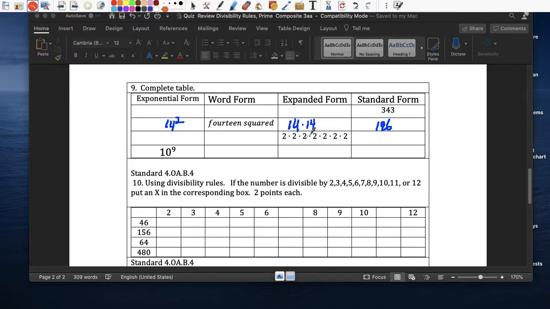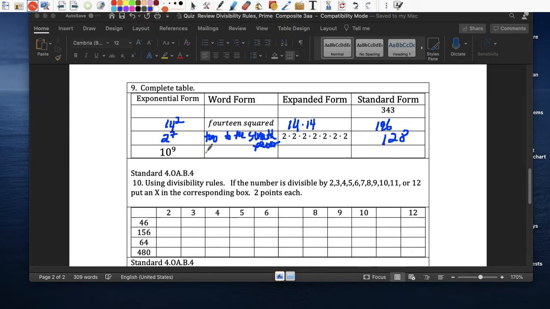2, 1, 2, 3, 4, 5, 6, 7. So it'll be 2 to the 7th power. We write 2 to the 7th power. Okay. And it's 2 times 2 times 2 times 2 times 2 times 2. So 2, 4, 8, 16, 32, 64. So the answer is 128.